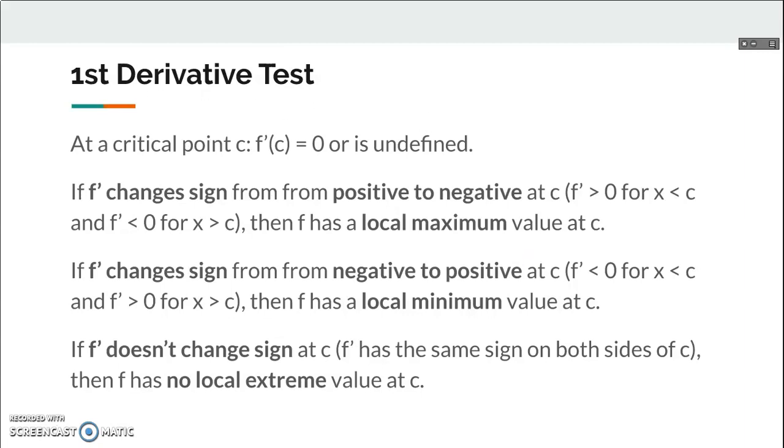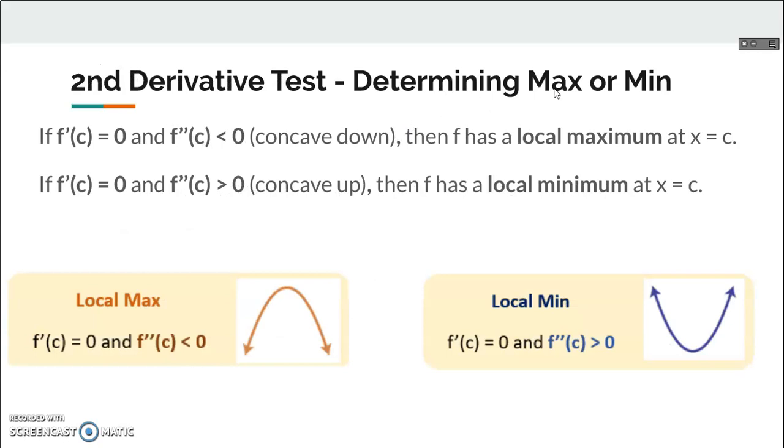Another way to find the local max or local min would be the second derivative test. If the first derivative is equal to 0, then you look at the second derivative. If the second derivative is negative, that means it's concave down, and that would mean that you're at a local maximum. If the first derivative is 0, but the second derivative is positive, second derivative positive means you would be concave up, and that point would be a local minimum.